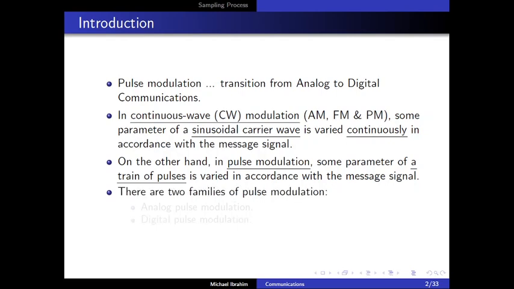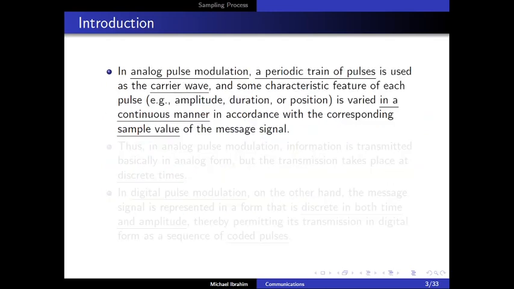Basically, there are two families of pulse modulation. One is the analog pulse modulation and the other one is the digital pulse modulation, and we're going to see the difference later on. In analog pulse modulation, we have a periodic train of pulses. This train of pulses acts as the carrier wave. And we basically change the characteristic of this train of pulses in accordance with the sampled version of the message.